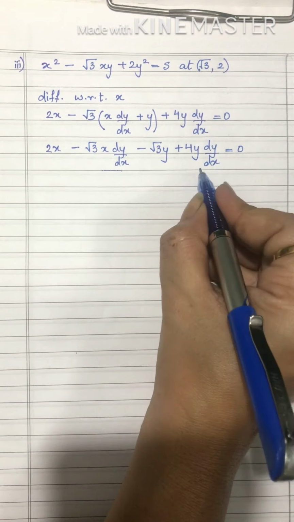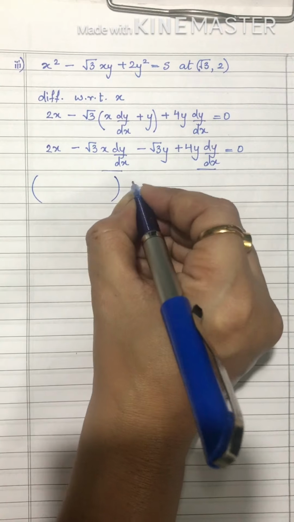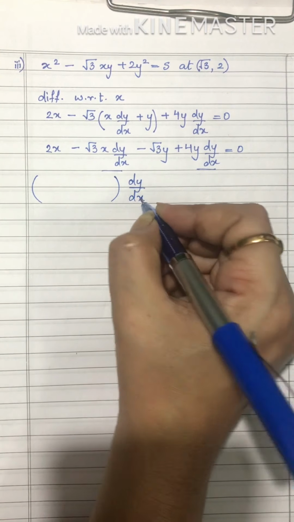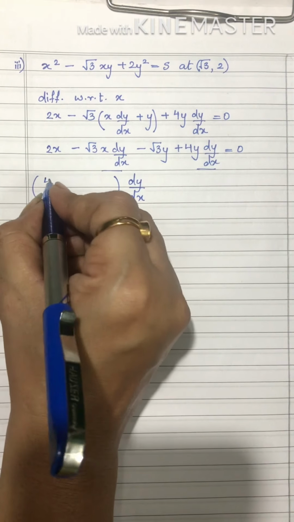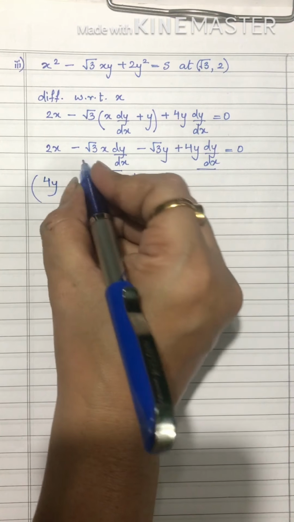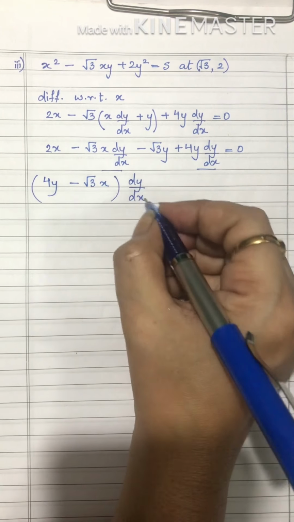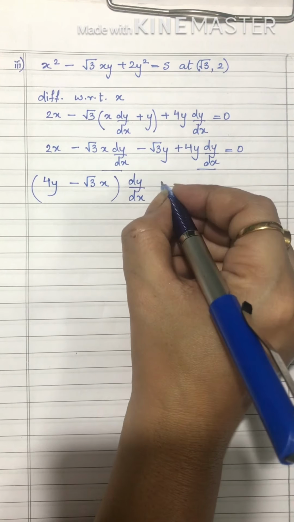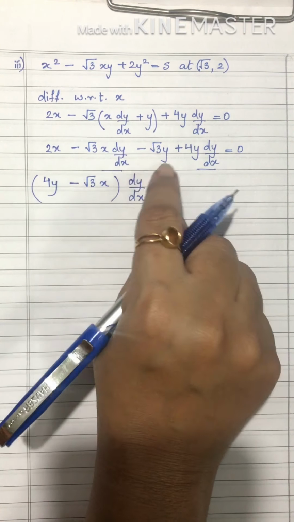Now we'll bring these dy by dx terms together. Also I will take dy by dx common, okay, like this. So what we would get here, we would get 4y, now since this is positive, so I'm writing first, minus root 3x, okay, I have taken dy by dx common for both the terms, is equal to, and at the same time I'm taking these two remaining terms to RHS.